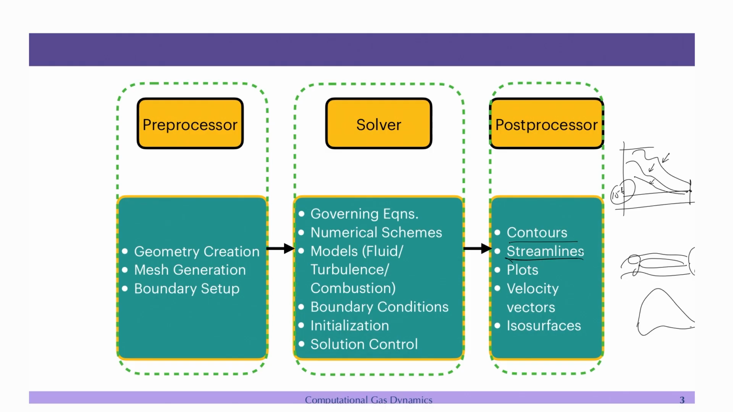You can also plot the streamlines, and that will also give you some extra information. Let us say if there is a separation region, the streamlines will curl around there, and you can see, okay, this is the region where the separation is happening.